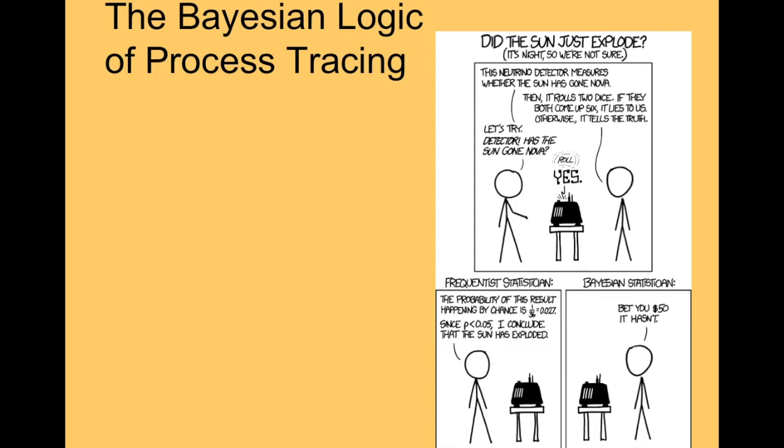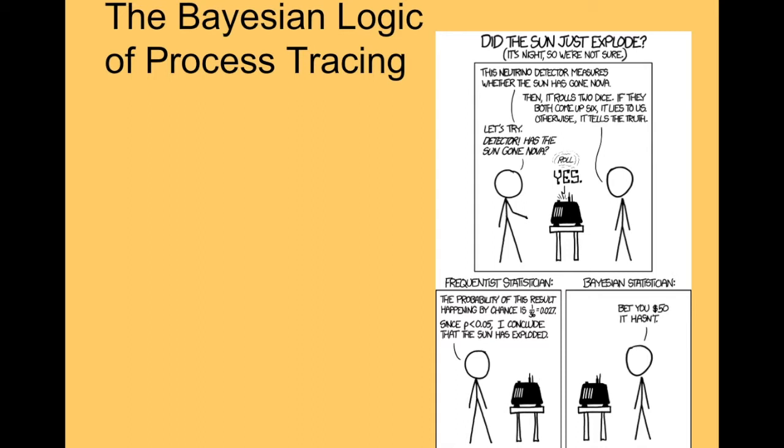So this first cartoon illustrates this difference. We have two stick figures here. They're trying to figure out if the sun has just exploded. And if the sun explodes, there will be a burst of neutrinos, which will hit the Earth and hit this neutrino detector. But this neutrino detector is a little bit sneaky. It's a little bit duplicitous. It won't always tell us the truth.